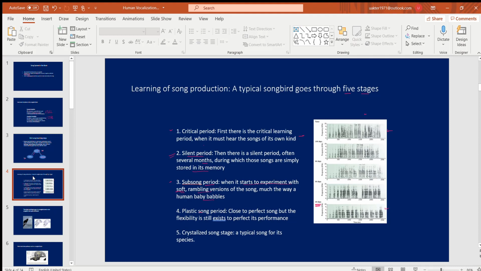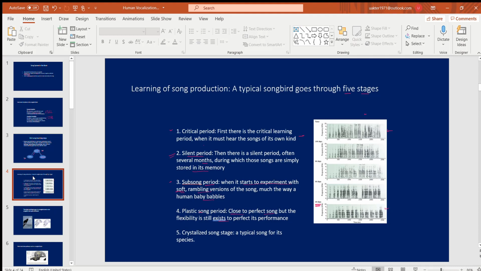This period is close to perfect song stage. That means you will see the structures in the song clearly in the spectrogram or sonogram. In this period, although you will see the structures, these structures can be changed or modified. If you change the environment, then the song can be changed. It's flexible, so you can modify the song.